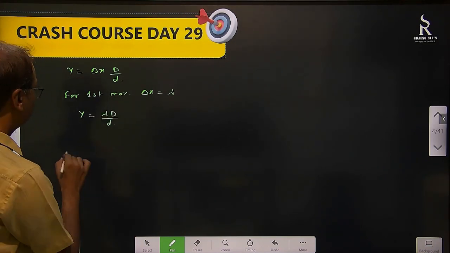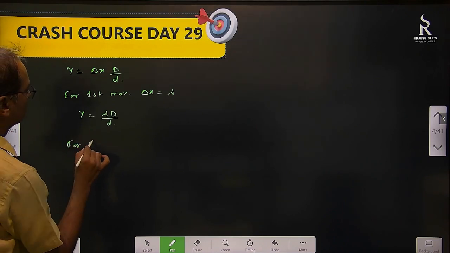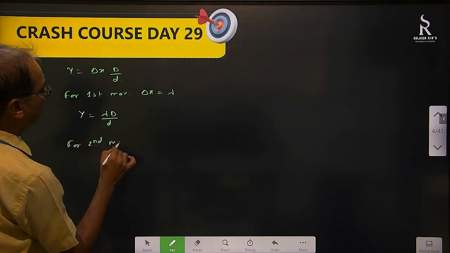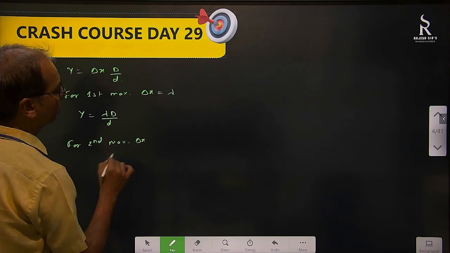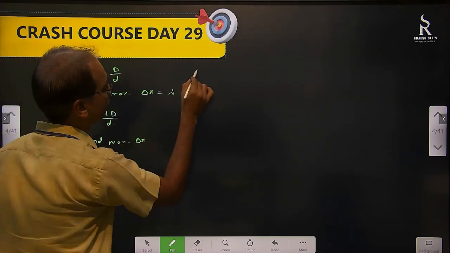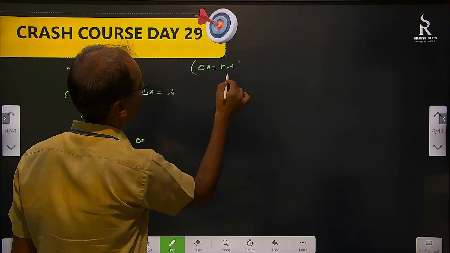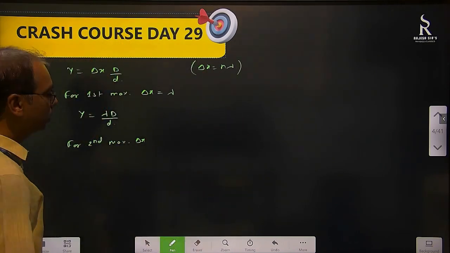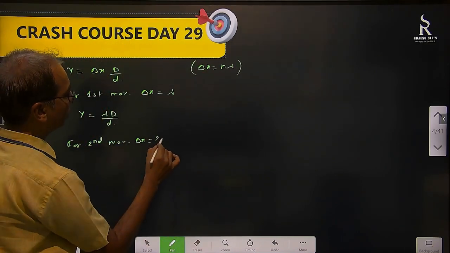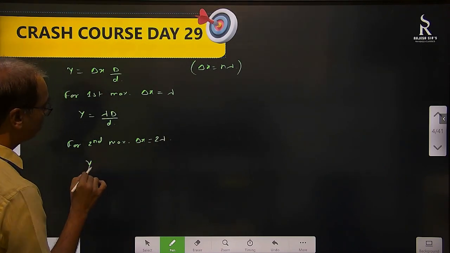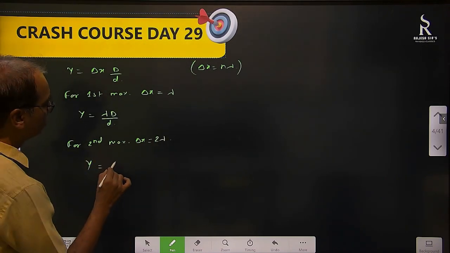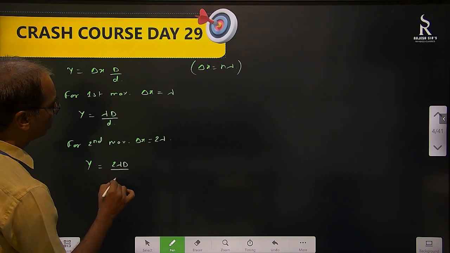For second maxima, delta x will be 2 lambda. How am I getting that? Because I know that for constructive interference, delta x should be equal to n lambda, where n is 1, 2, 3, 4 like that. So delta x is 2 lambda. So y value for the second maximum will be 2 lambda capital D by small d.